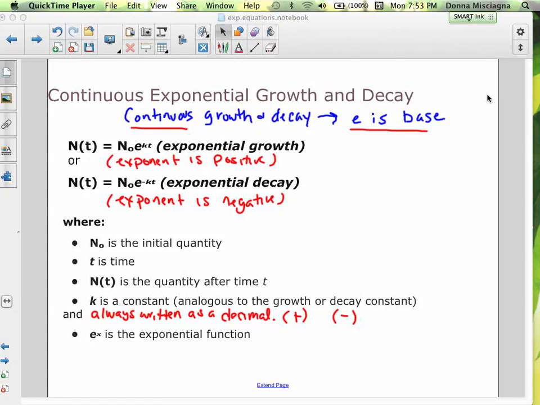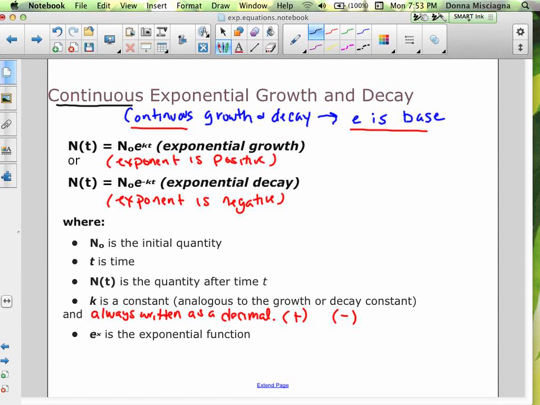Welcome back to continuous exponential growth and decay. All right, so this is when we have continuous exponential growth and decay, e is the base. How will you know that this is continuous exponential growth and decay? You're going to see the words continuous or continuously. Right? That's going to tell you.